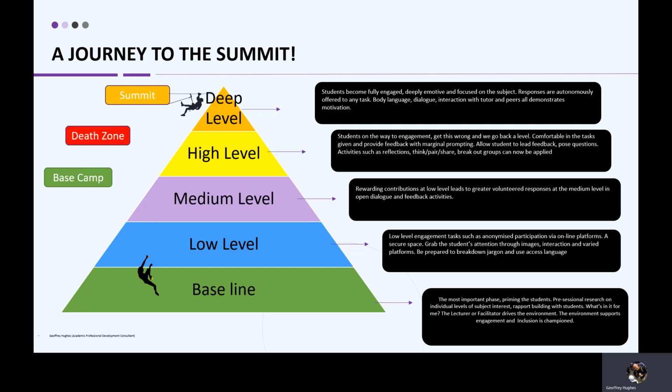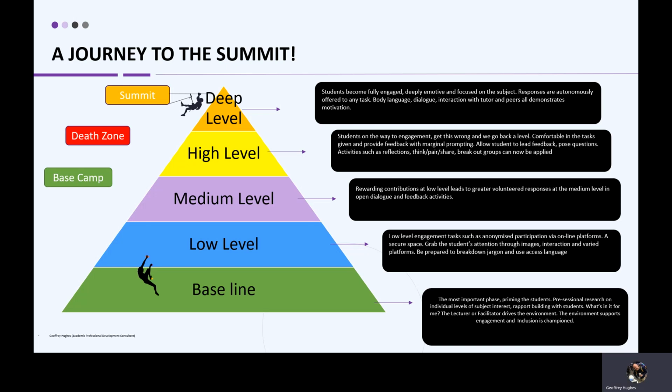So once you've got your baseline practices in place, then you can start to build and go on your journey, and you can start to progress up to the summit. Think about low level engagement tasks, such as gamification activities, Kahoot, Socrative, Padlet, those sorts of things. And make sure that people know that these are secure spaces. These are anonymized spaces for people to contribute. Once people know they've got that anonymized space to contribute, then they're going to start to open up. They're going to start to build. They're going to start to apply themselves more to the practices that you require.